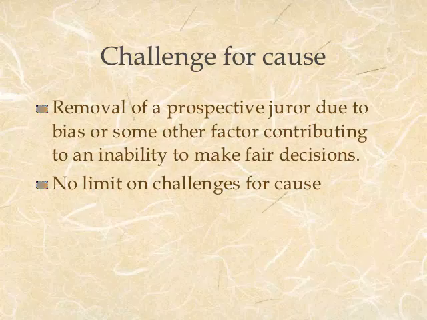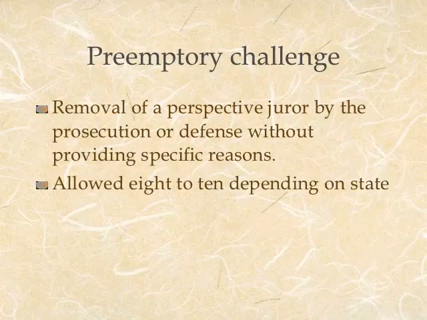You have what's called challenge for cause. This is a removal of a prospective juror due to bias or some other factor contributing to the inability to make fair decisions. There's no limit on challenges for cause. Peremptory challenges, on the other hand, have some limits. Some states allow 8, some allow 10. It's removal of a prospective juror by the prosecution without providing specific reasons: the way the person stared at the defendant, the way they dress, or just the way they answered questions. You don't feel that they're going to be fair, but there's no legal basis for it.